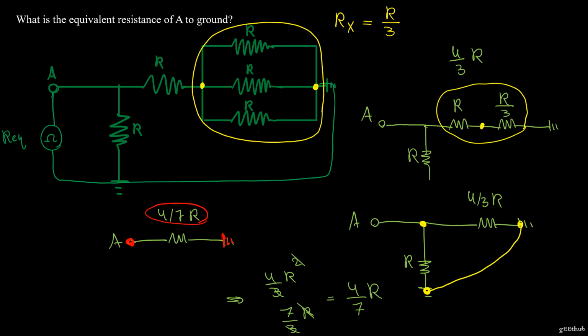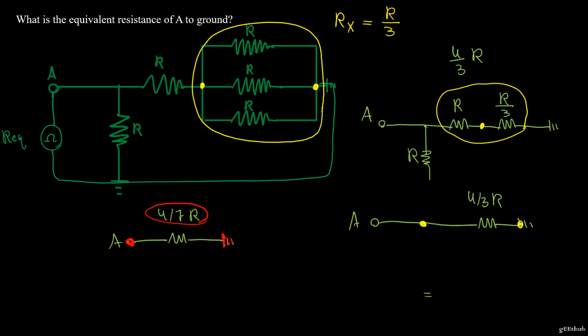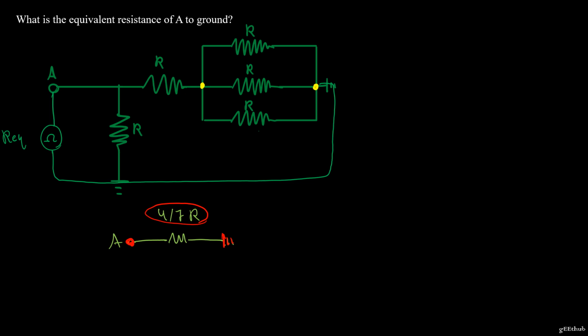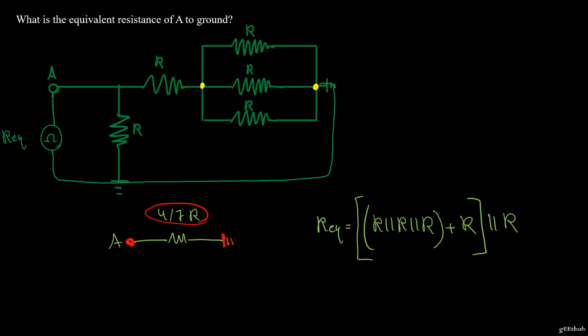So if you were to write an expression for this entire calculation, you could do the following. You could say R equivalent is just, starting from the farthest point, we have 3 resistors in parallel, in series to a resistor, which is then in parallel to another resistor, and this gave us 4 divided by 7 R.